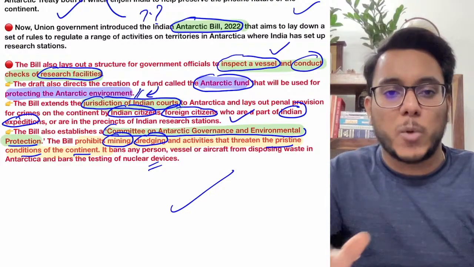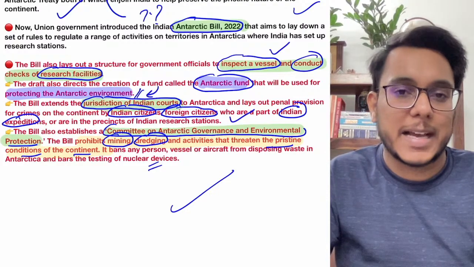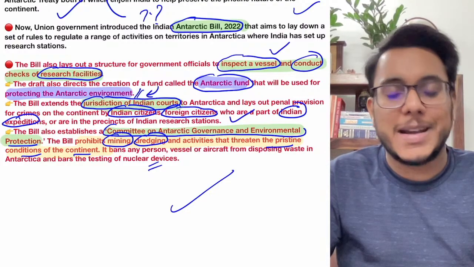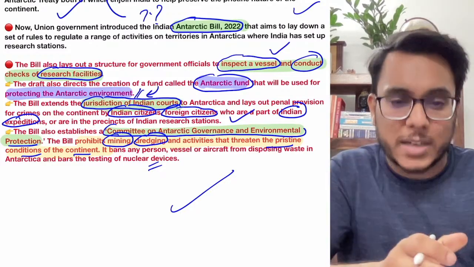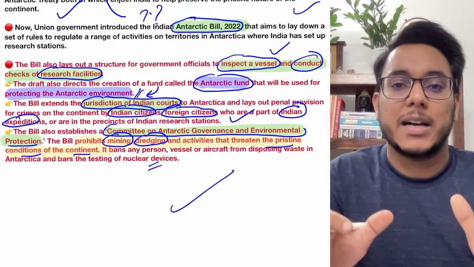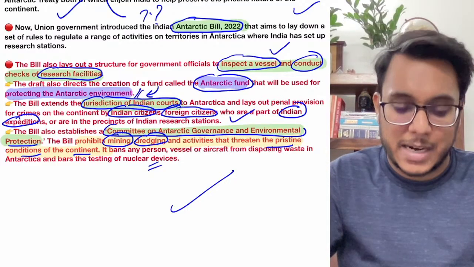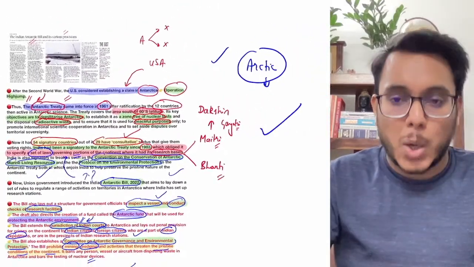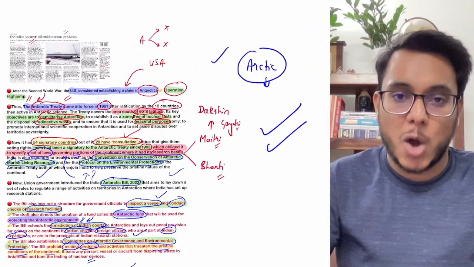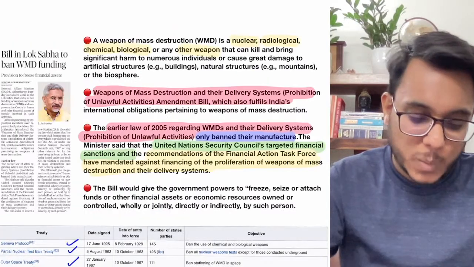So these are all the provisions of this particular Antarctica bill that has been floated in the parliament, and it enhances the governance of India in the Antarctic. So we will be counting it under transnational governance under GS paper number 2. So that is all, guys, about this particular article. I hope that you have understood it, and now we'll be moving to the next article.